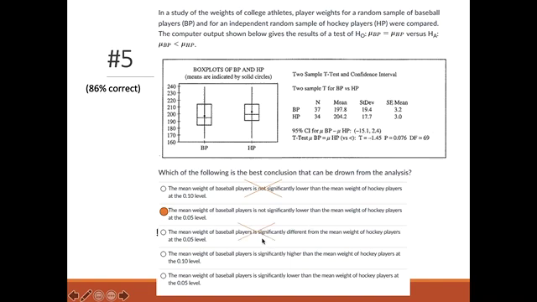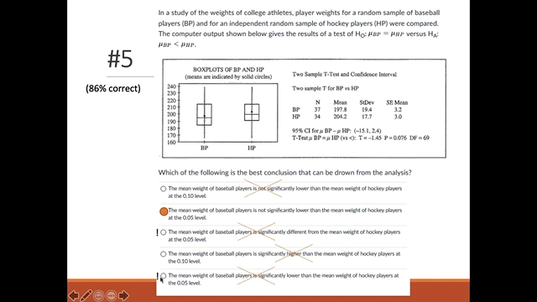So the problem with this answer, which was relatively commonly chosen by students, is we're not looking for evidence of a difference. We're looking for evidence of a less than alternative, where the mean for baseball players is less than the mean for hockey players. Here, we're not looking for evidence of higher for baseball players. We're looking for evidence of a lower mean weight for baseball players. That's why that one's wrong.